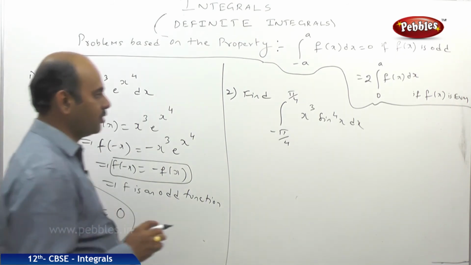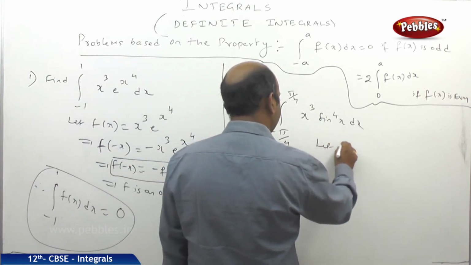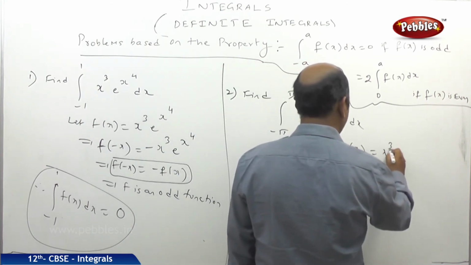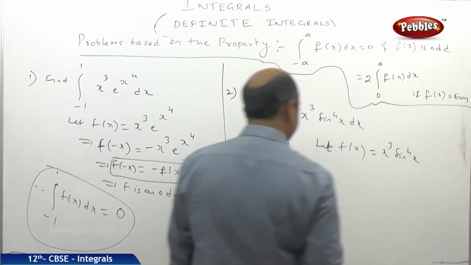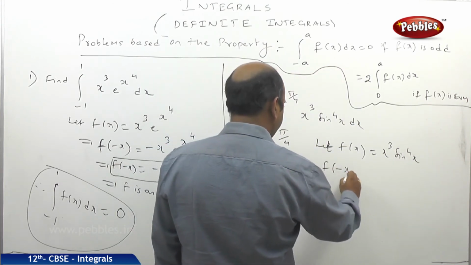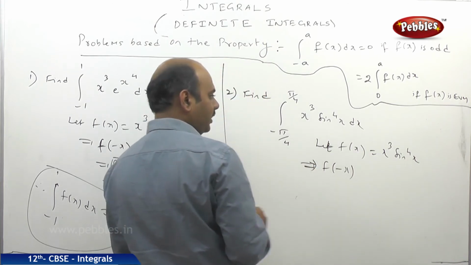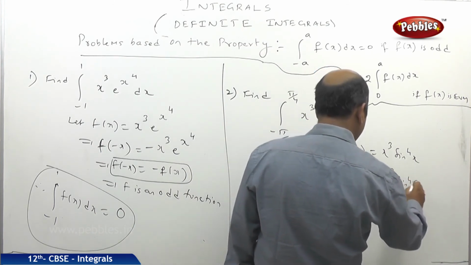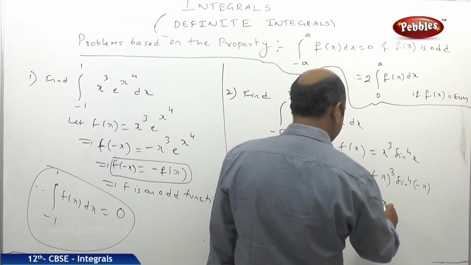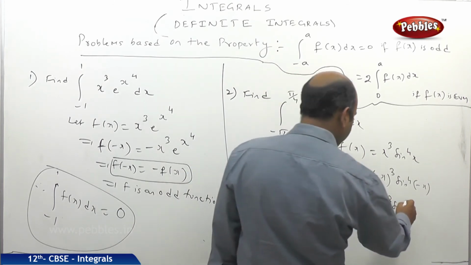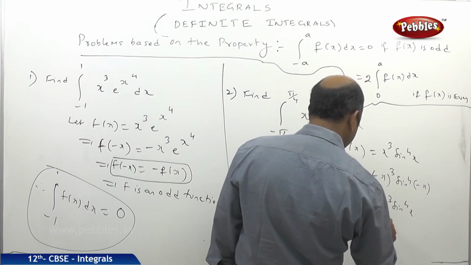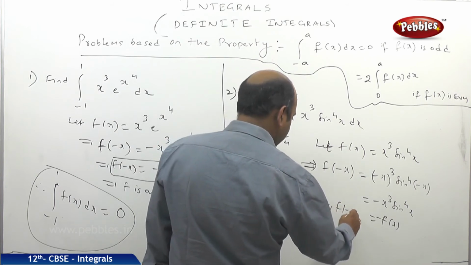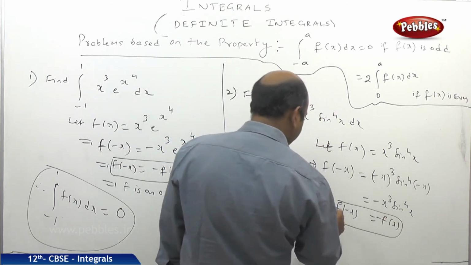Now I will be doing that problem also. Here also, let f of x be equal to x cube sine power 4 x. So in place of x, if I substitute minus x, what happens? Minus x whole cube into sine power 4 of minus x, that is equal to minus x cube sine power 4x. So that will be equal to minus f of x. So finally what we got? f of minus x is equal to minus f of x.